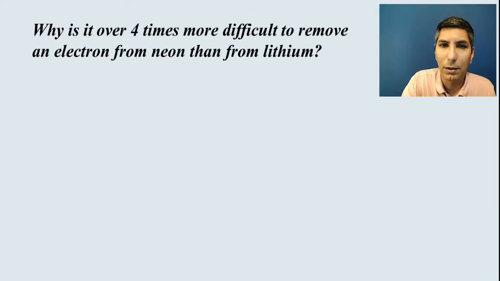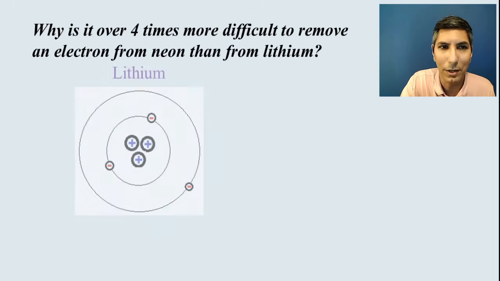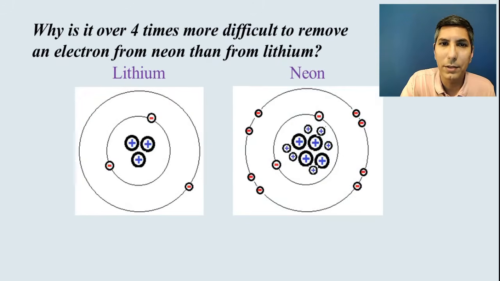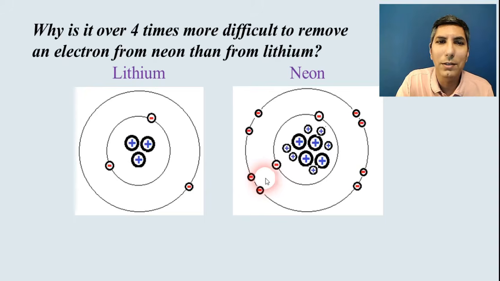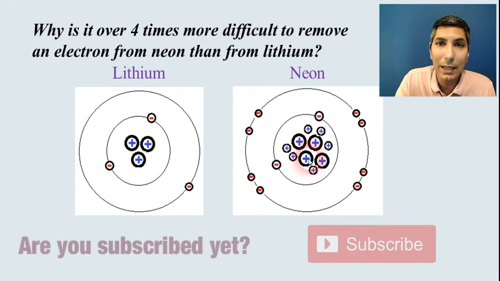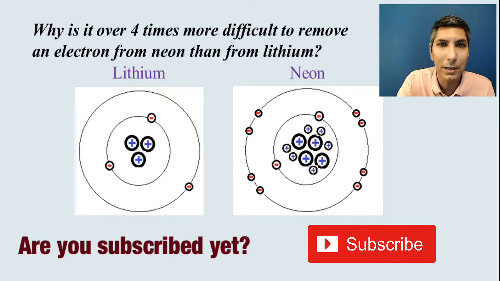Well, let's go back to our little cartoons that we used in an earlier video. Here's lithium, and here's neon, not really drawn to scale, of course, but you can see that in both of these, they have 2 occupied energy levels. So distance, it's not really the deal. That's not really the factor that's causing that. What do you notice that really is different about them? It's the nucleus. This lithium atom has only 3 protons. This neon atom has 10 protons, over 3 times as many.